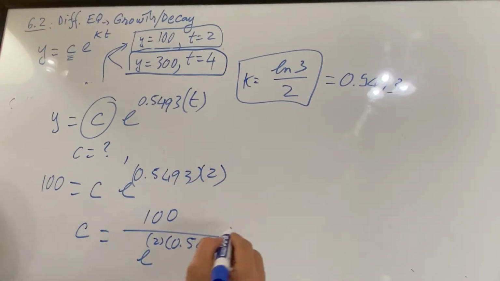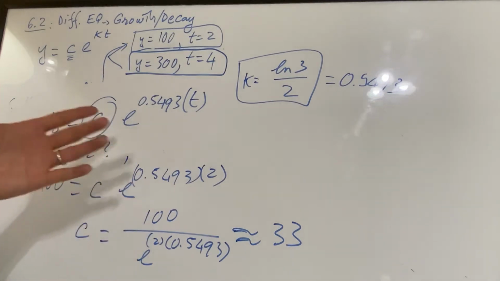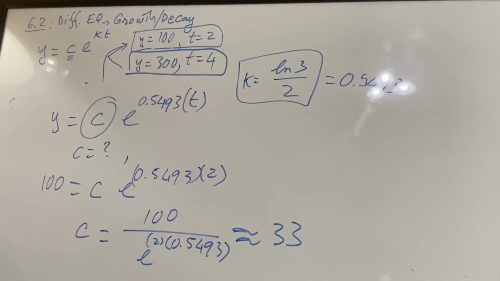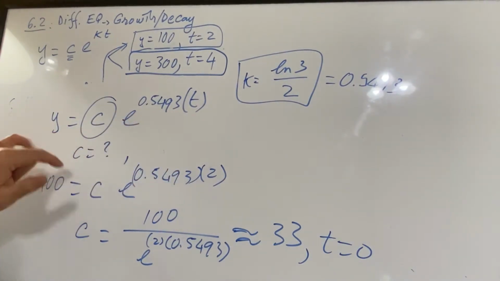0.5493. There we go. Punch in your calculator for me, would you? When you punch in the calculator, you will have about, wow, 33 flies, 33 fruit flies. All right, that is equivalent to when t is 0, you should have that too. Okay, guys? That makes perfect sense. When c equals 33, this is when t equals 0, and you can see that. Plug in 33, t equals 0, and at that point it is 33. That is the answer for you right there.